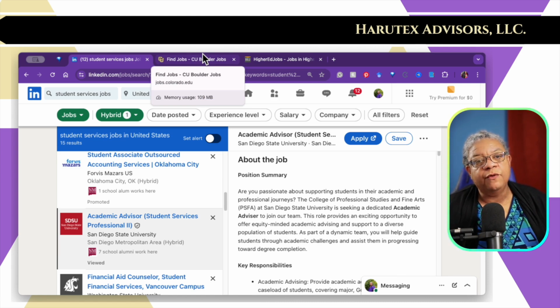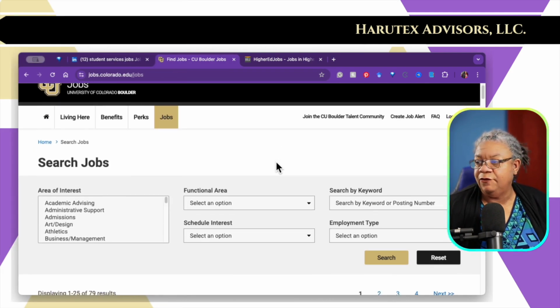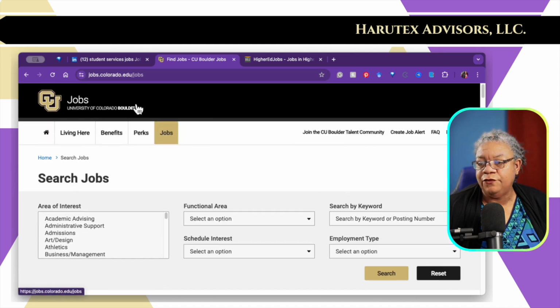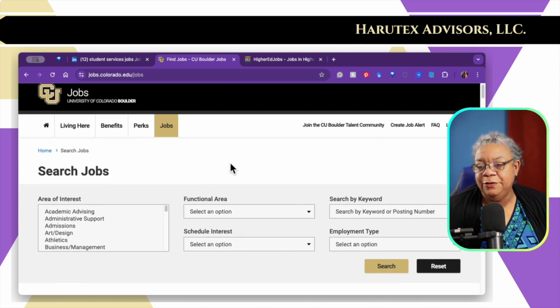Now, I'm going to take you over to CU Boulder's job search engine so that you can see what kind of jobs you'll find if you're going to the institution's website. So here's the job listings at the University of Colorado, CU Boulder. As most of you know, I'm from Colorado. So if I was going to move back to Colorado, I would probably be looking at CU Boulder.